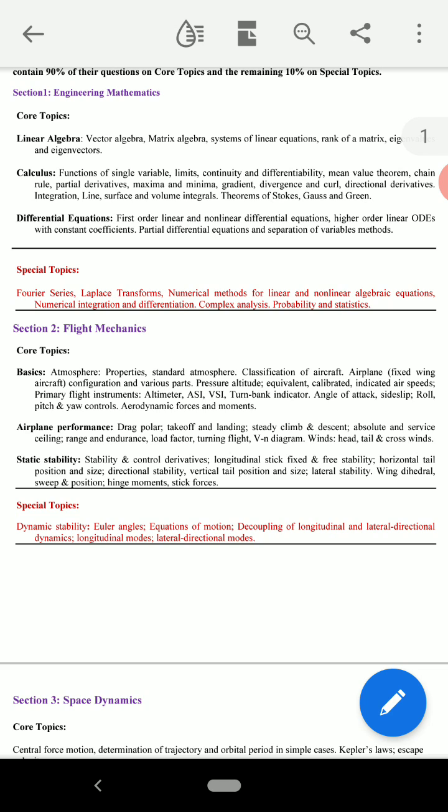Then airplane performance, drag polar, takeoff and landing, steady climb and descent, absolute and service ceiling, range and endurance, load factor, turning flight, V-n diagram, winds, head, tail and crosswinds, static stability, stability and control derivatives, longitudinal stick fixed and free stability, horizontal tail position and size, directional stability, vertical tail position and size, lateral stability, wing dihedral, sweep and position, hinge moments, stick forces.